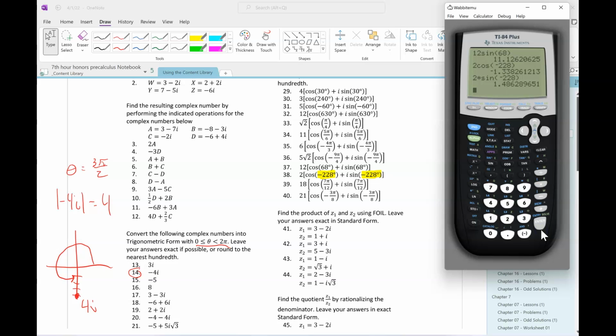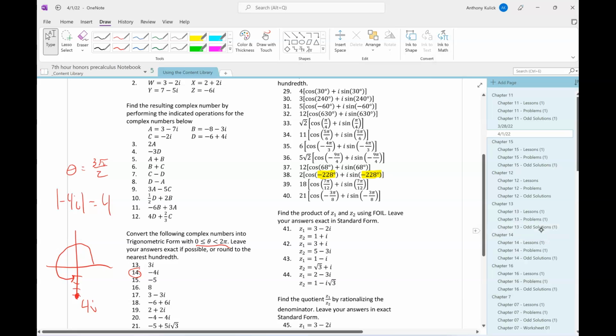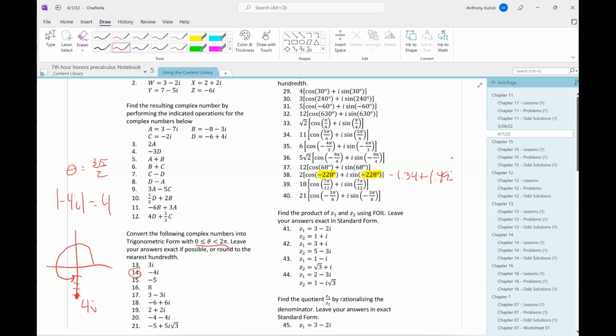So I have negative 1.34 plus, what was it? I forget now. 1.49i. And I'm done. So if it's not a unit circle problem, it's just a pure calculator problem. Just type it in, press enter, and bada boom, bada bing. Cool, thank you. No problem.